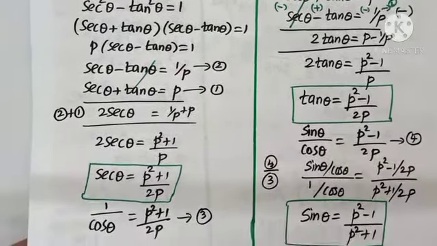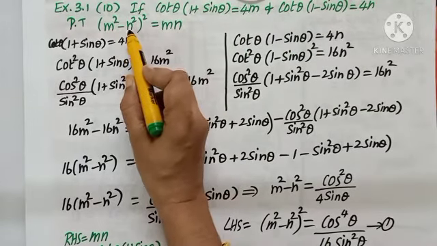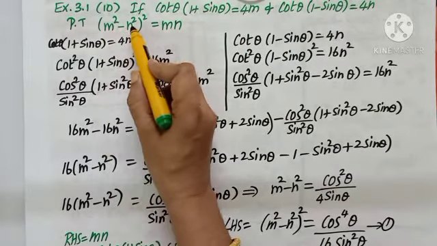Question number 10. If cot theta into 1 plus sin theta equals 4m and cot theta into 1 minus sin theta equals 4n, prove that m square minus n square the whole square equals mn. To get m square, let us square on both the sides. The question will give us a clue. I want m square and n square. So square both the results given in the question.